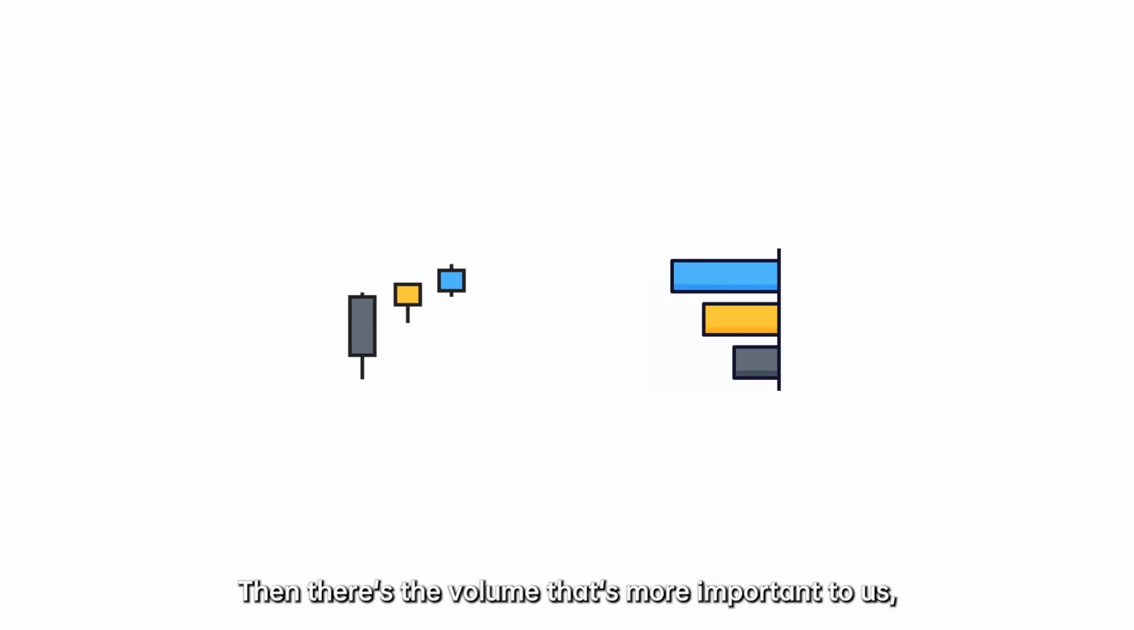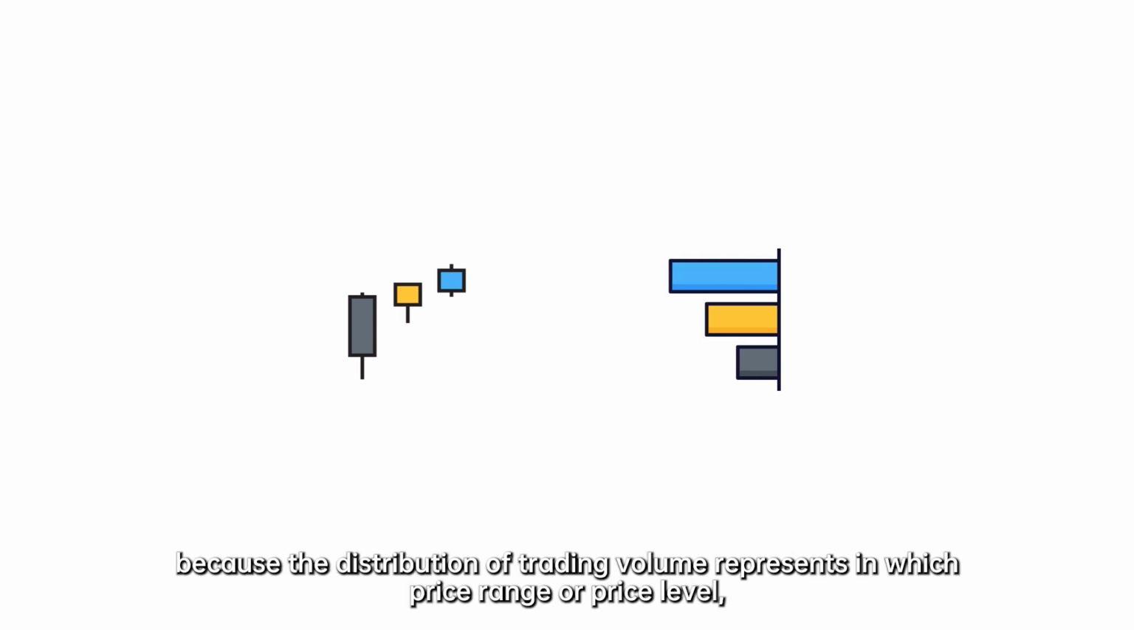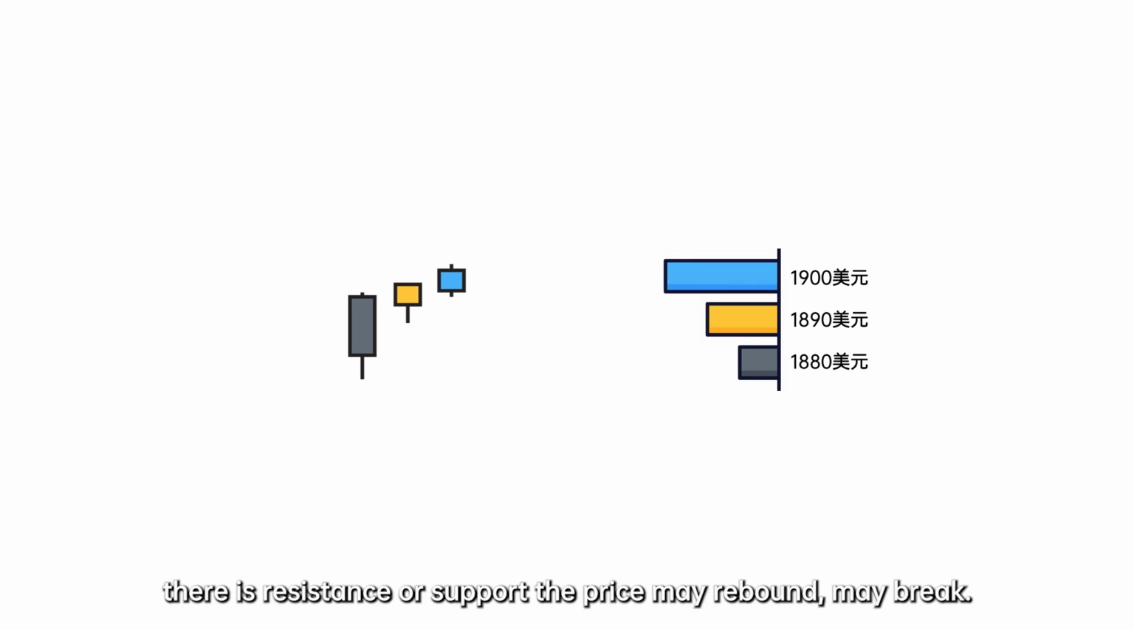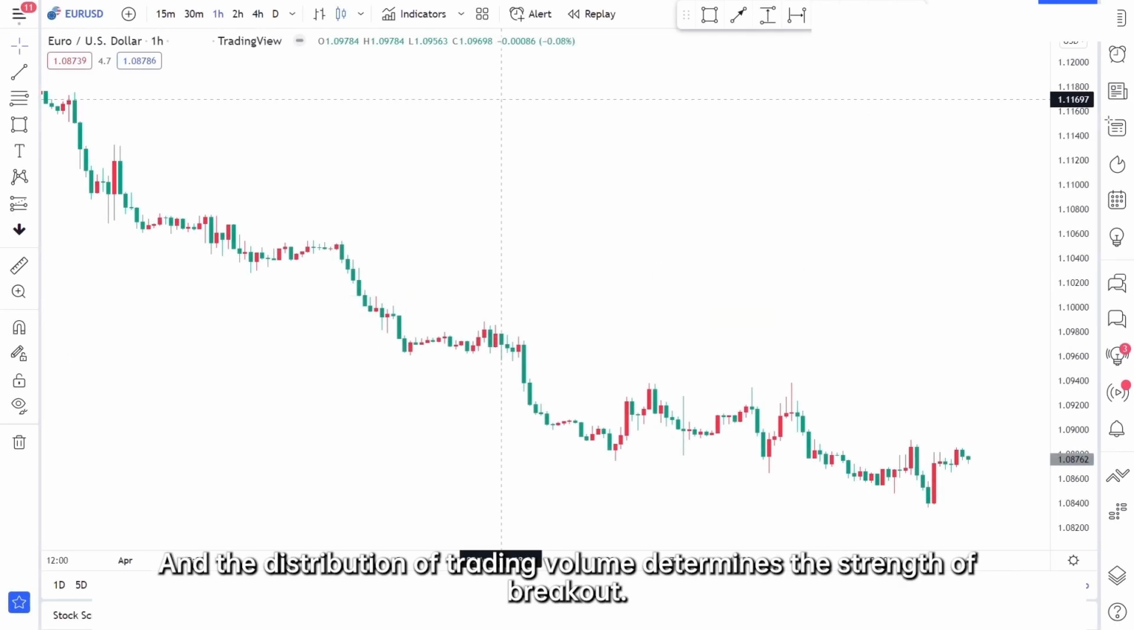And then, there's the volume that's more important to us, which is the lateral volume distribution, or the chip distribution. Because the distribution of trading volume represents in which price range, or price level, there is resistance or support, the price may rebound, may break, and the distribution of trading volume determines the strength of breakout.